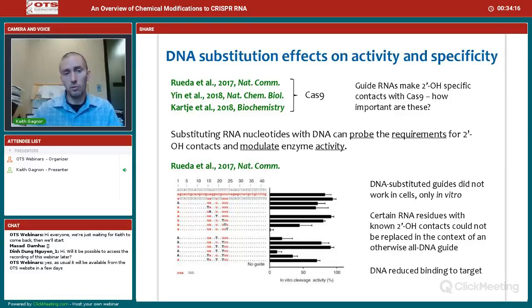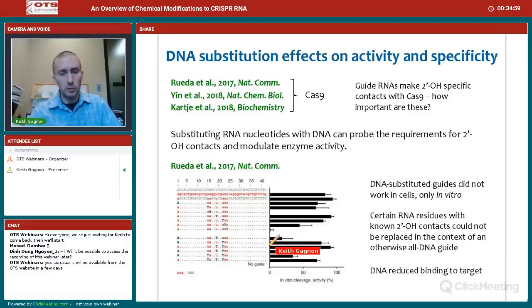So Rueda et al. was the first one to come out that really investigated DNA. What they did is they replaced all the nucleotides in the CRISPR RNA with DNA, and then there are 6 central and 1 terminal nucleotide that, according to the crystal structure, make 2' hydroxyl contacts with the Cas9. In the context of an otherwise all-DNA CRISPR RNA, those ones were left as RNA and then systematically swapped to DNA bases to see which one was the most important.